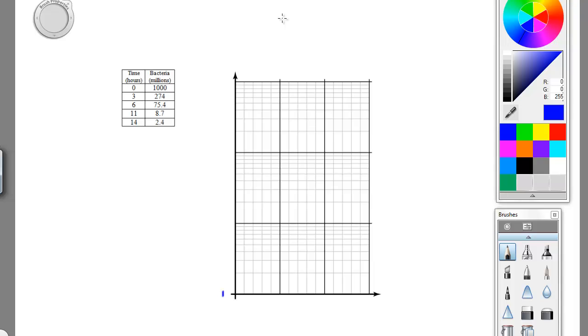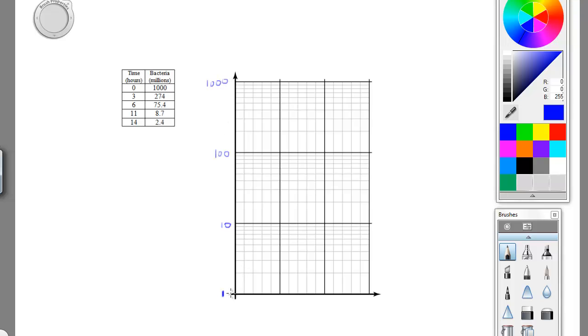Sorry about that. The next big heavy line will be 10 to the first. And then the next one would be 10 to the second, or 100. And the next one would be 10 to the third, or 1,000.